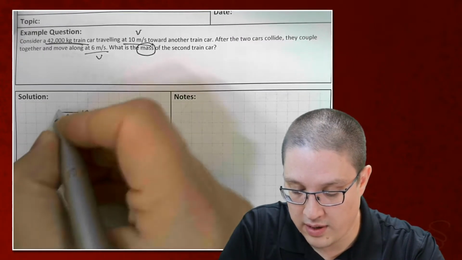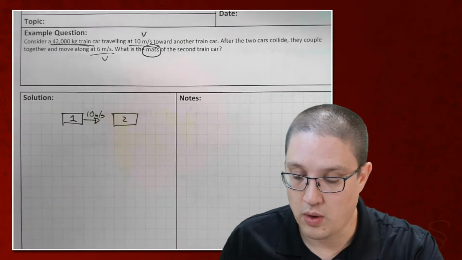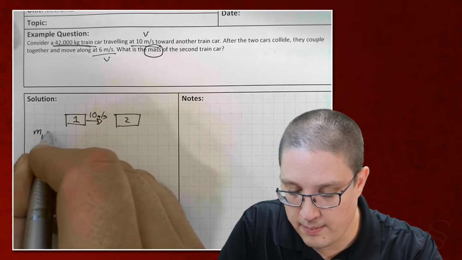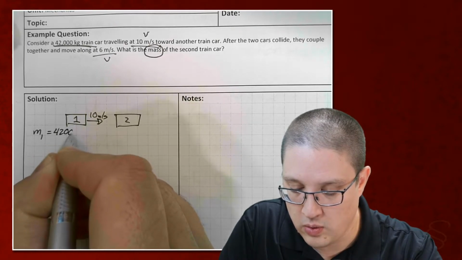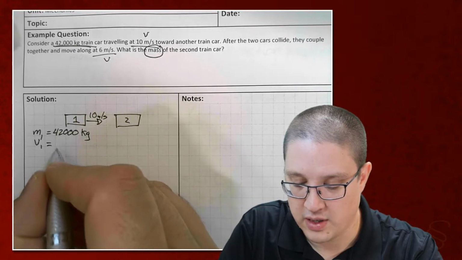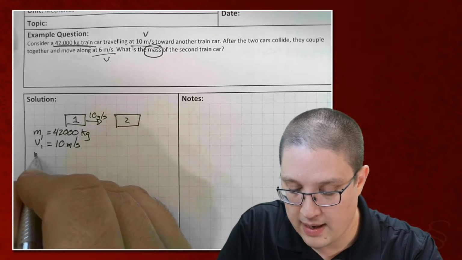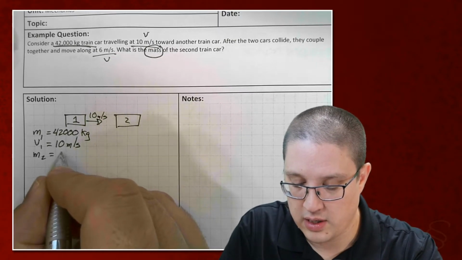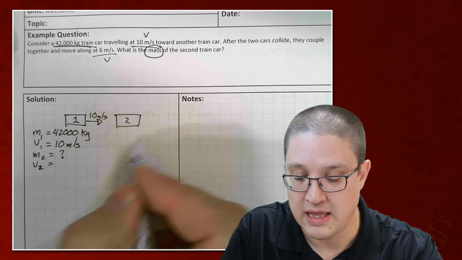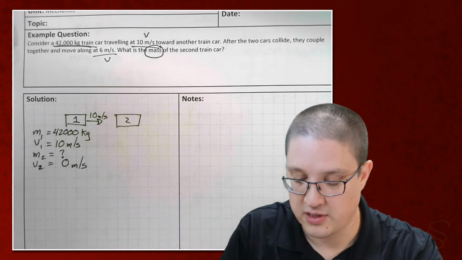Now I can figure out, I know my mass here, and I can figure out my total momentum. So writing things down, the mass of the first train car is 42,000 kilograms, the velocity of the first train car is 10 meters per second. Mass of the second train car, we don't know. Velocity of the second train car, before the collision, is 0 meters per second.